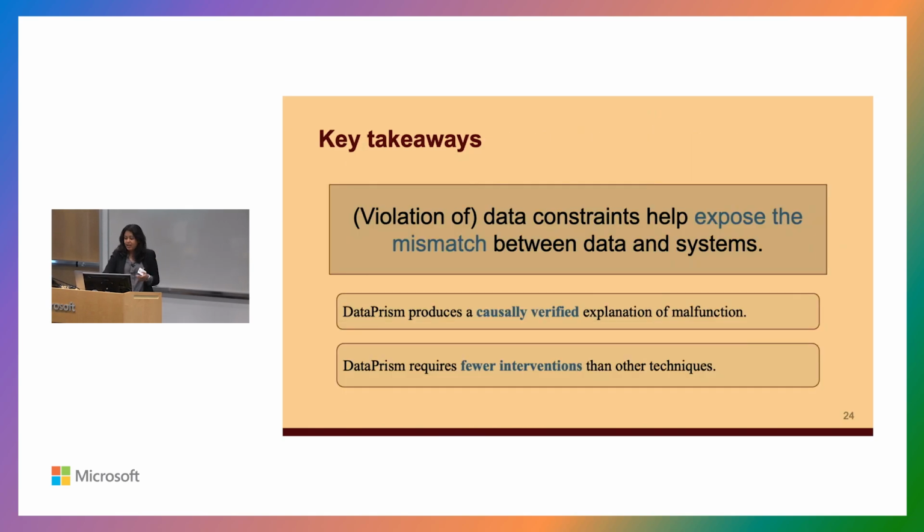So yeah, that's the end of the talk. In summary, often the cause of system malfunction is certain properties of data, which is a holistic data profile. And we developed Data Prism that can find those causes with verification. It's causally verified that if you remove those causes, the malfunction will go away. And it takes a very small number of interventions compared to other state of the art.